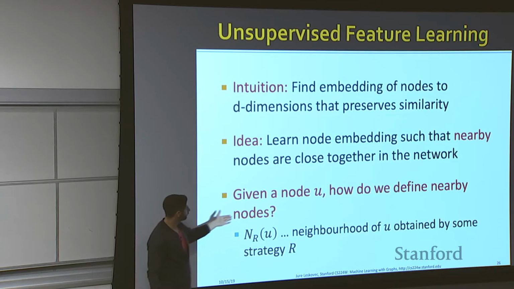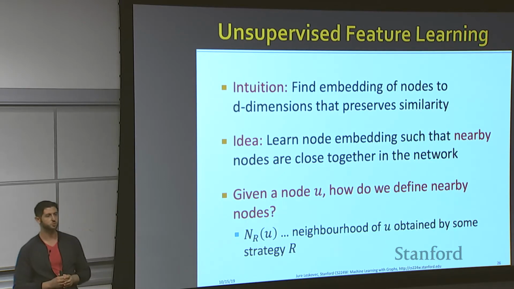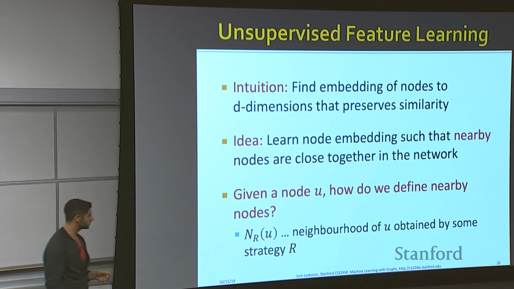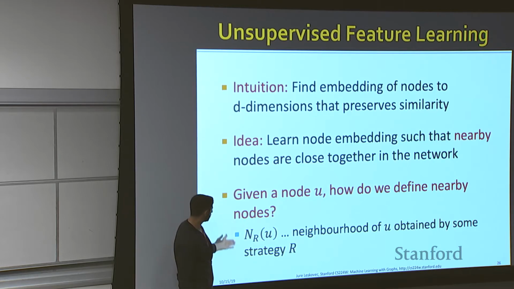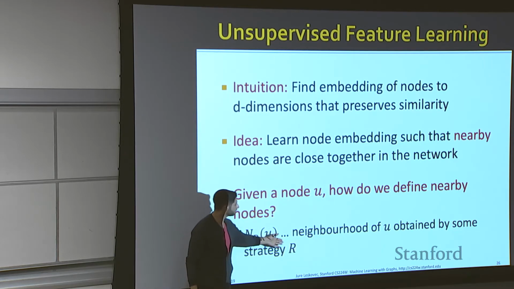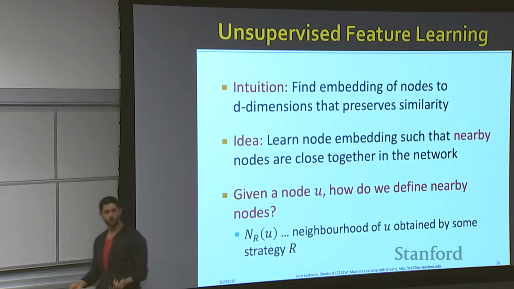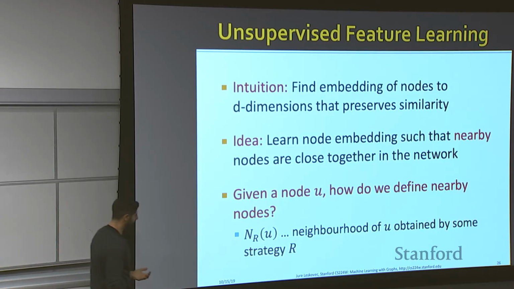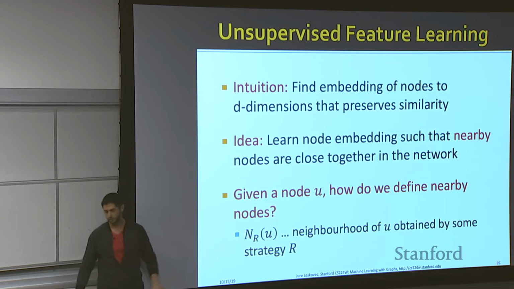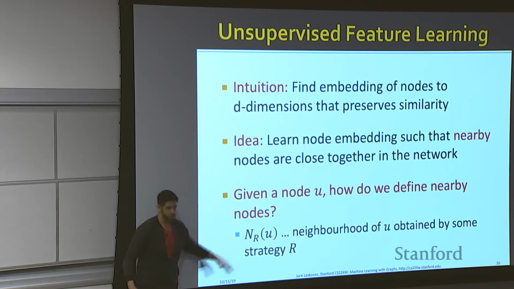Now, given our node U, how do we define the nearby nodes? We don't have any more access now to the full graph, correct? We're just exploring the graph by means of random walks. So in some way, we need to redefine what is the neighborhood of a node. What we're going to be doing is that the neighborhood of a node is obtained by some strategy R, which means we're going to be deciding how many random walks we run starting from our node U, what are the characteristics of the random walk, and so forth. Why is this important? Can you give me an intuition why we're not just going to blindly use the full neighborhood of every node?